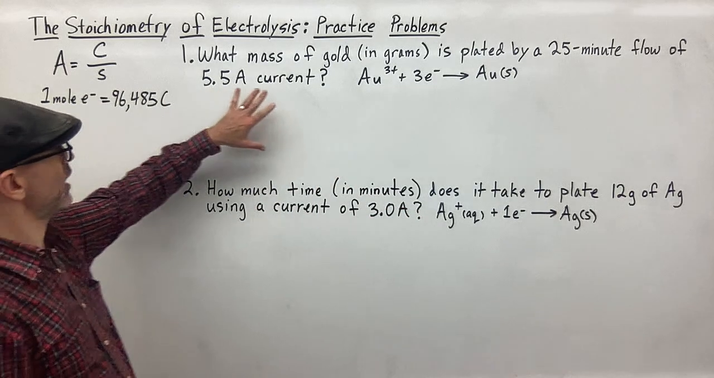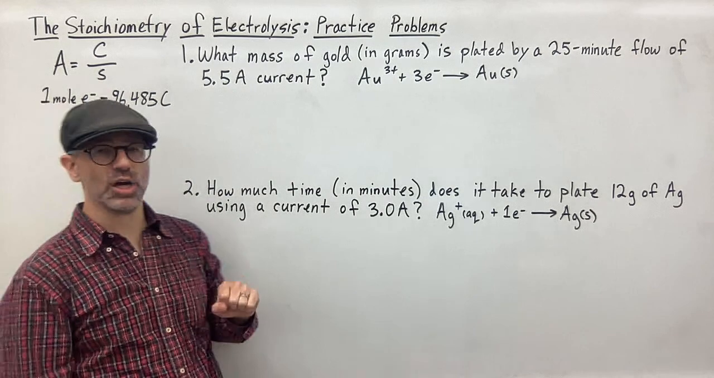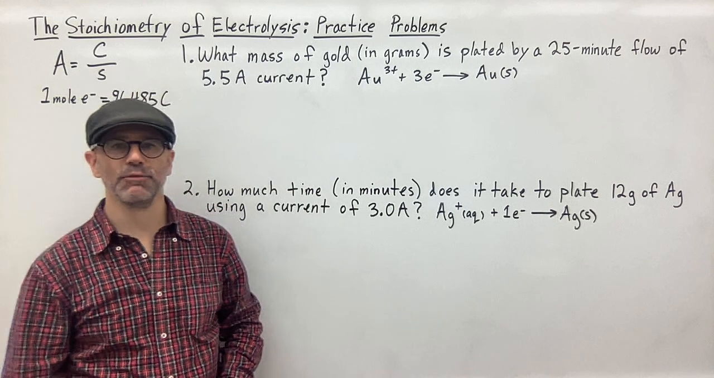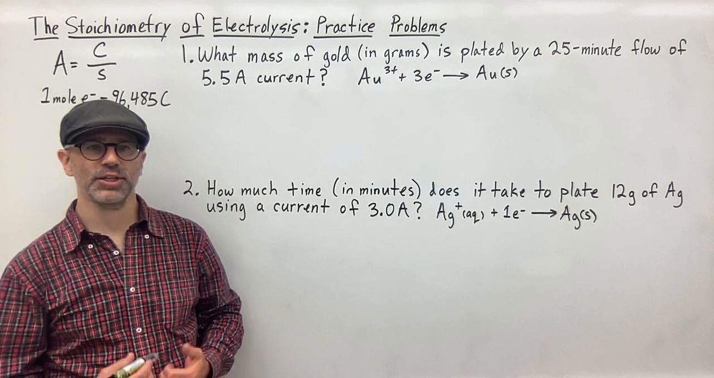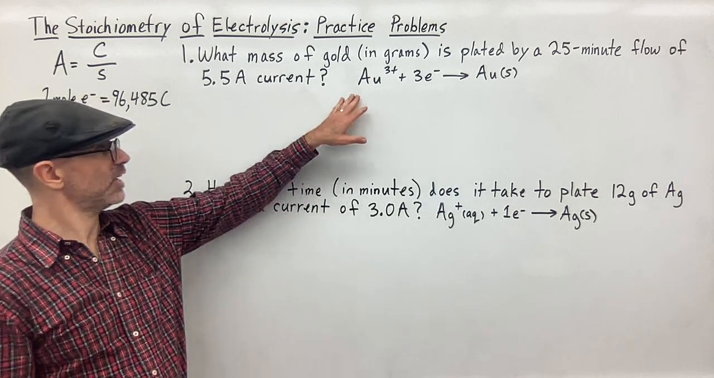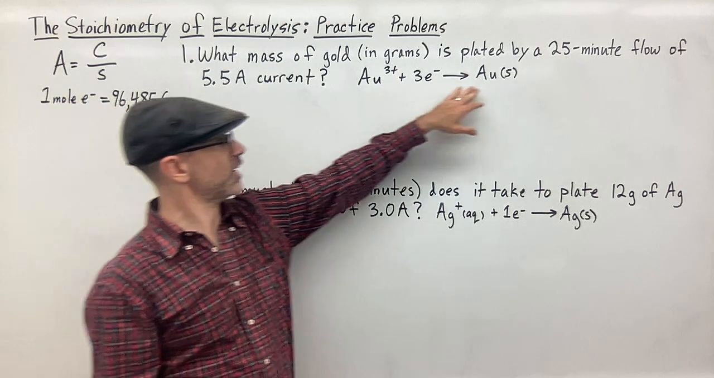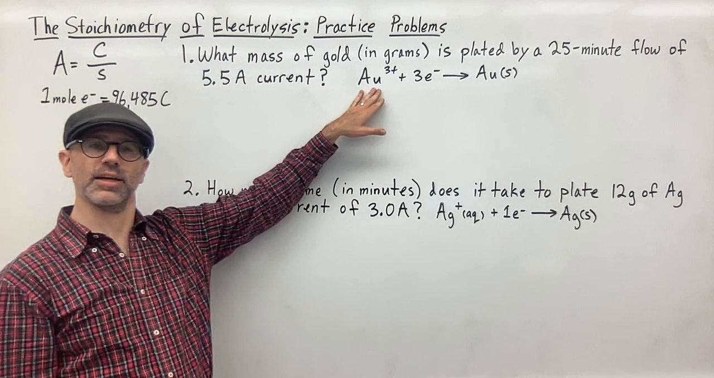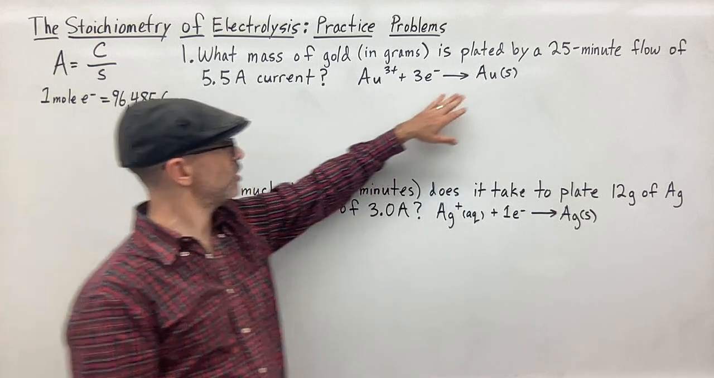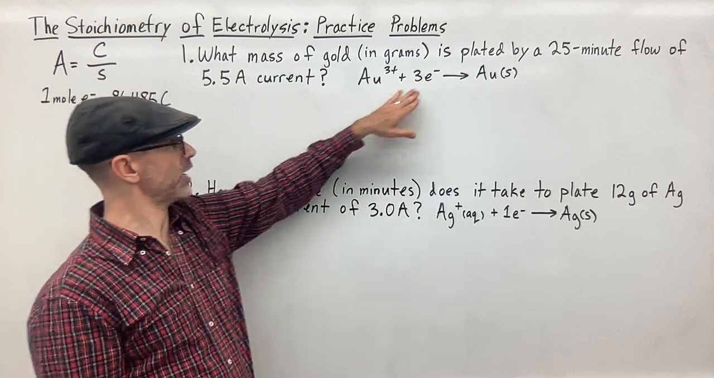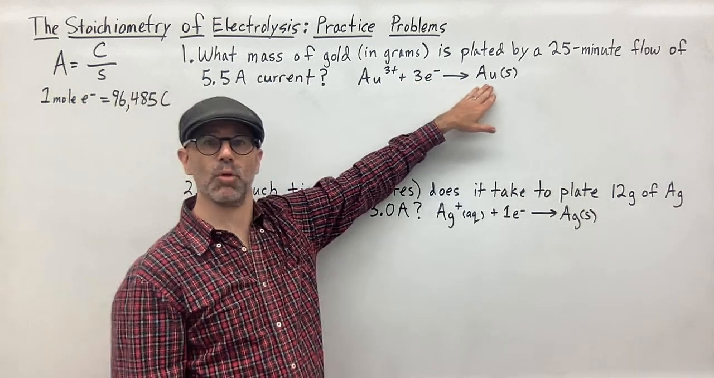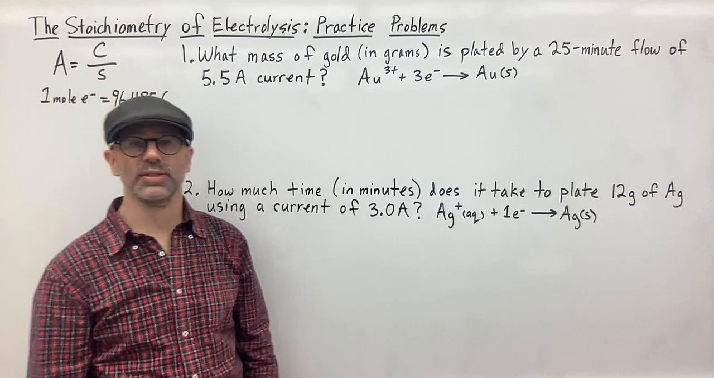So first we have a problem where they're asking what mass of gold in grams is plated by a 25-minute flow of a 5.5 amp current of electricity. And to help us out, they give us the reaction here where the gold has a 3+ charge. It's going to gain 3 electrons and become solid. So here we know that there's a 3-to-1 ratio with regard to the moles of electrons and moles of solid gold that's formed.